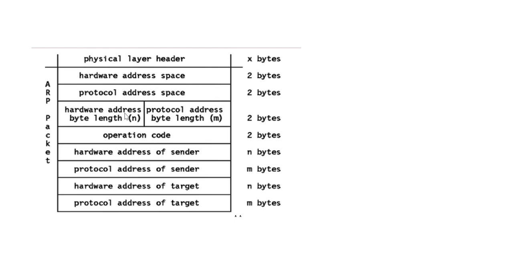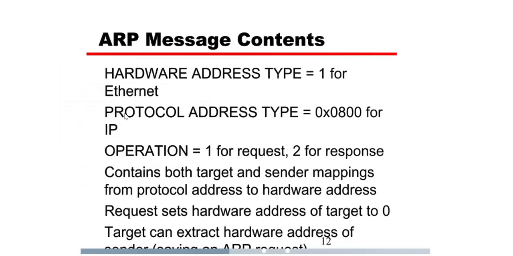Operation code tells whether it is a request packet or a reply packet. Hardware address of the sender is the MAC address of the source. Protocol address of the sender is the IP address of the source. Hardware address of the target is the MAC address; in the ARP request packet, it will be zeros, because it does not know the MAC address of the target. The target is the destination. The protocol address of the target will be known, since our aim is to find out the MAC address of the target. So this is what is explained in this slide.